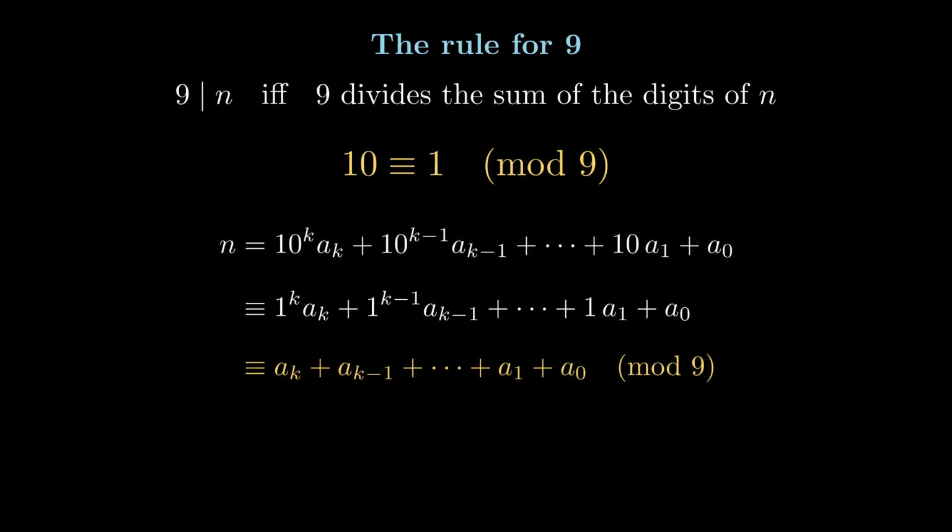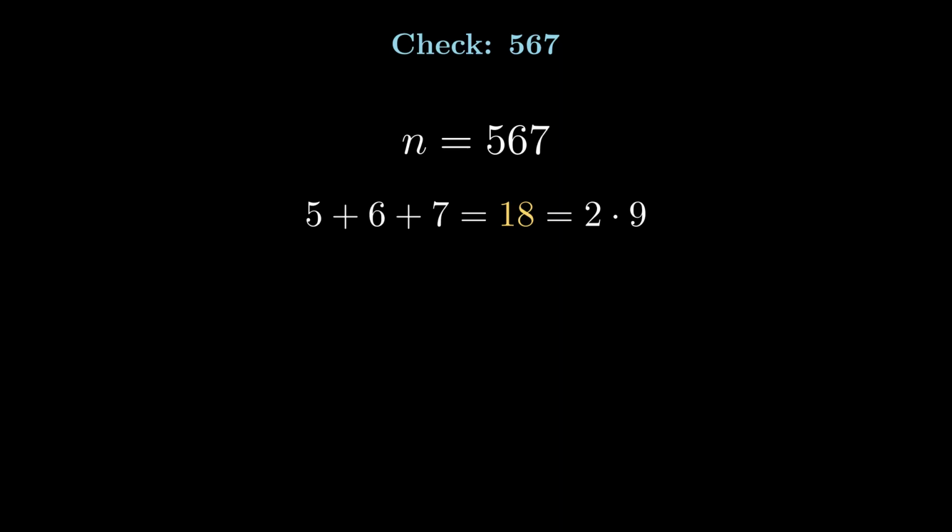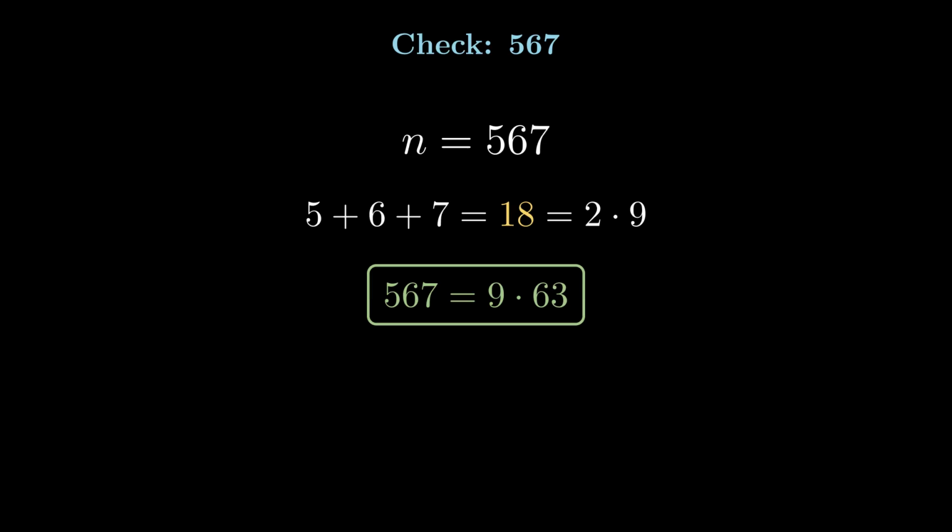So the number and its digit sum leave the same remainder, mod 9. They're either divisible together or not at all. Try it on 567. The sum of the digits is 18, which is 2 times 9. Therefore, 567 must be divisible by 9. And it is. It is 9 times 63.